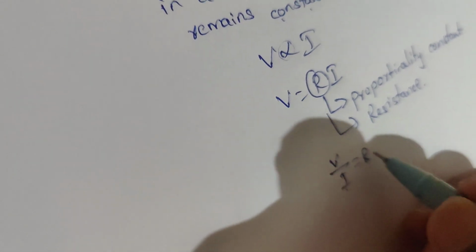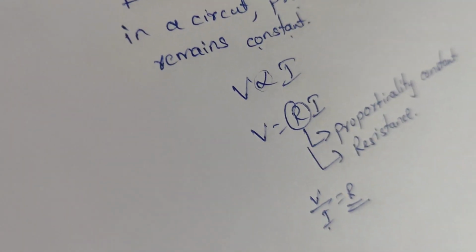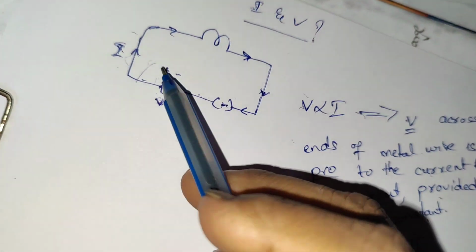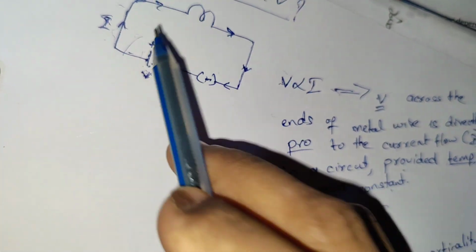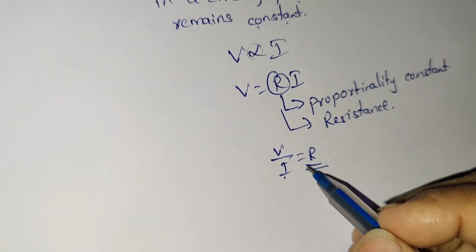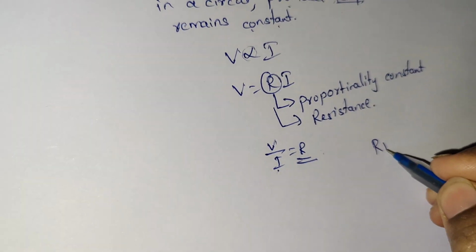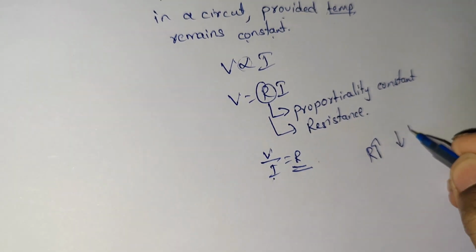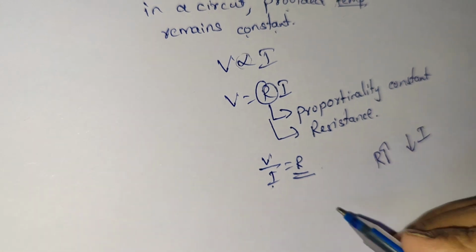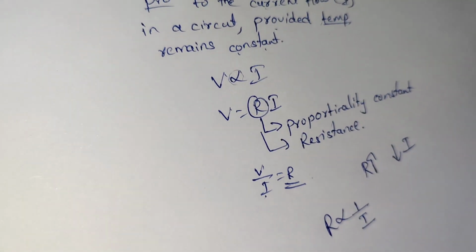Resistance means obstruction to the flow of current. Because the flow of current in a circuit is not so easy, there will be some disturbance, and that disturbance is known as resistance. The flow of current reduces when resistance increases. Flow of current decreases, that is the obstruction. We can say current is inversely proportional to R.